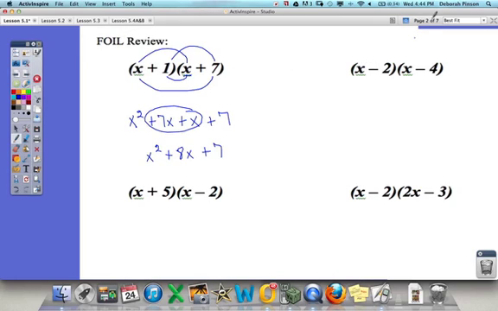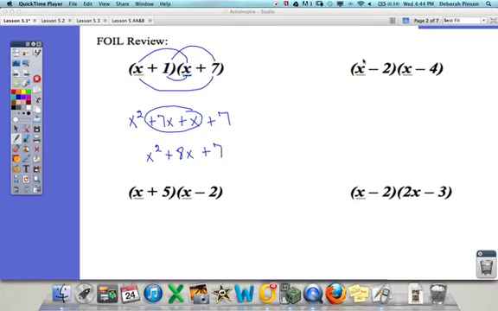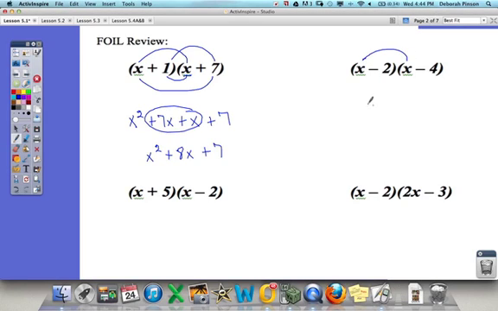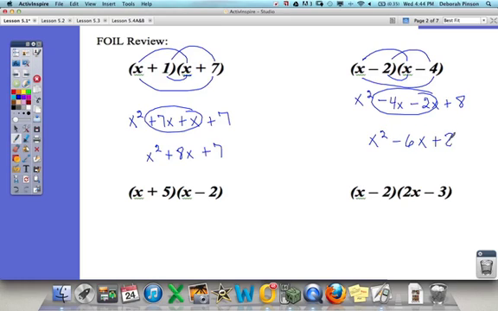So let's FOIL these. So I'll have first, outside, be careful on your positives and negatives, inside, and last. And then combine like terms if you can, and you usually can in the middle. Now, not every time, but usually.